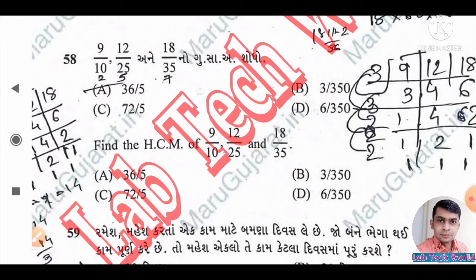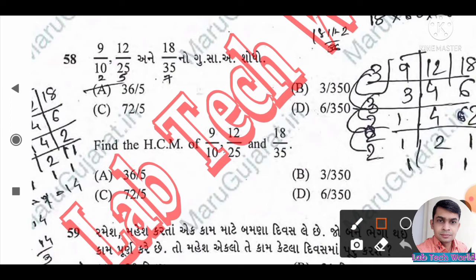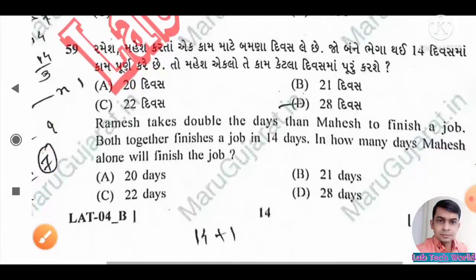Find the HCF of 9 by 10, 12 by 25 and 18 by 35. Options: A 36 by 5, B 3 by 350, C 72 by 5, D 6 by 350. And the correct answer for this question is option B, 3 by 350. That means the HCF of the given fractions. Move to the next question, number 59.